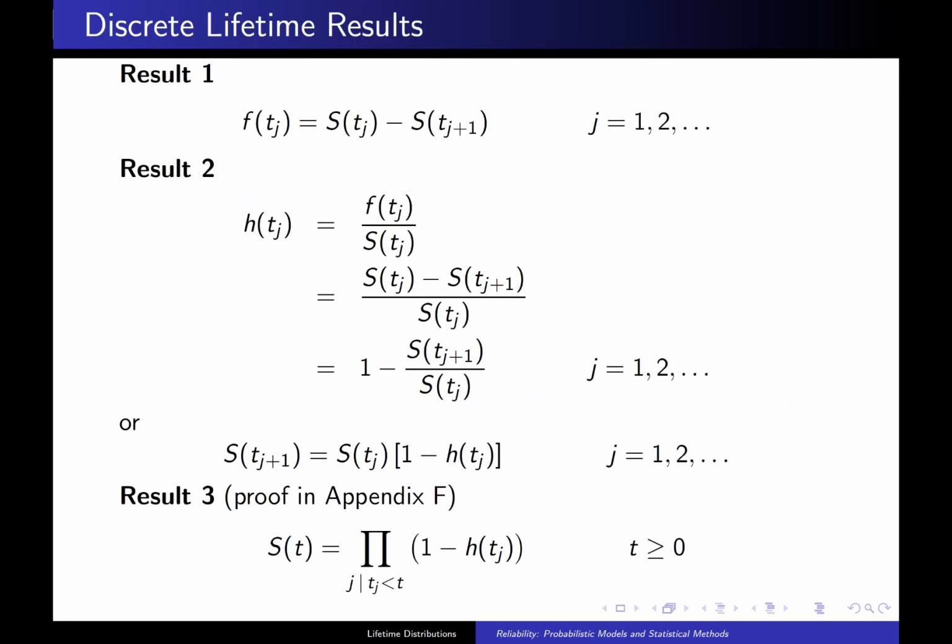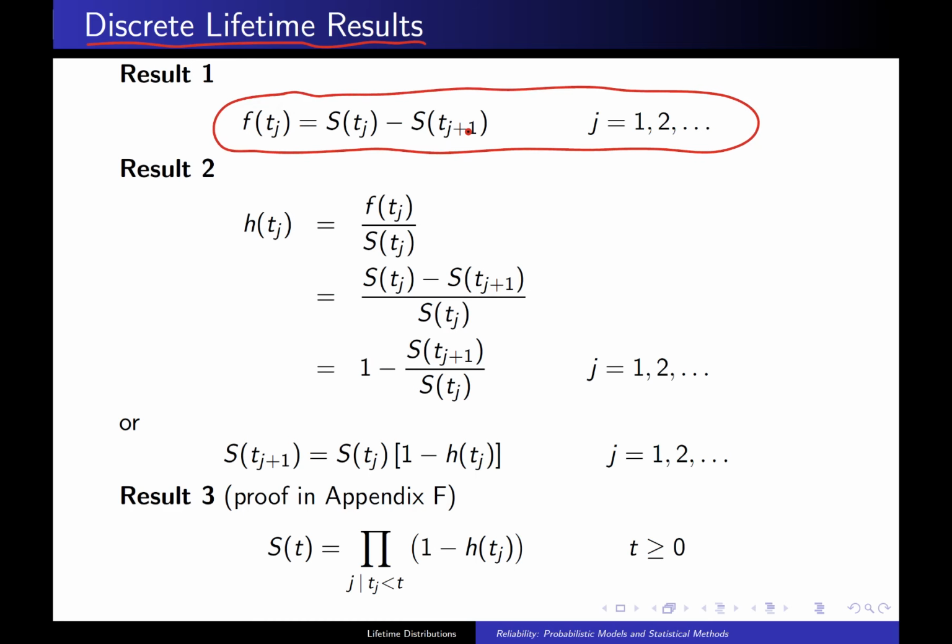Here are 3 discrete lifetime results. If you remember from the continuous case, when we had the survivor function and we wanted the probability density function, we differentiated. So it won't surprise you that in the discrete lifetime case, to go from survivor function to probability mass function, you take a difference rather than a derivative.